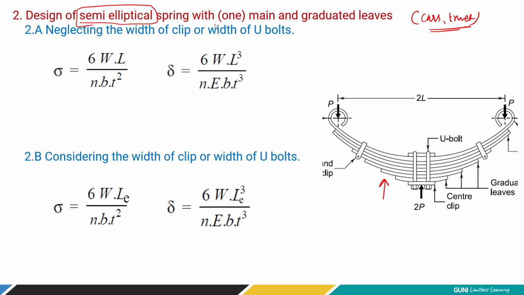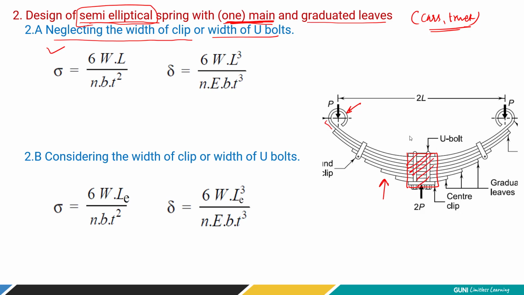So here, the first case is when we are discussing the design of a semi-elliptical spring with one main graduated leaf. What is this? It is one main leaf. If there is more than one, then you have to use a different equation. If it is only a single main graduated leaf and the remaining are the other leaves, in that case we have to use this equation, right? Now here we have two possibilities. One is neglecting the width of the clip. What is the width of the clip? This part, this length. Now what's the logic? Why is it saying this?